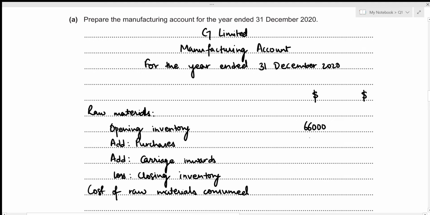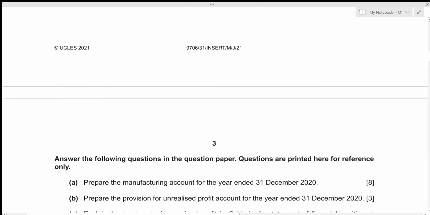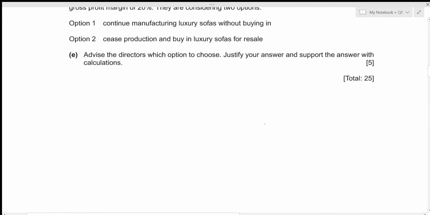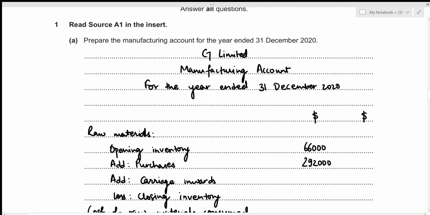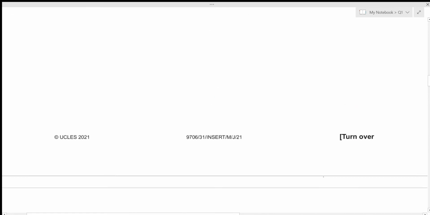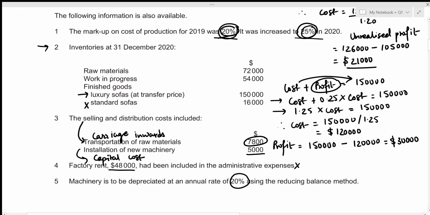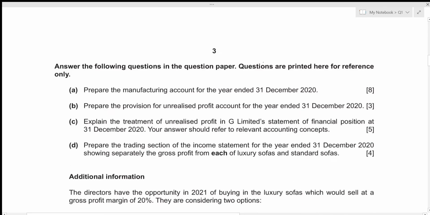So that's 292,000. Now we have carriage inwards, which are given in our additional information section. So carriage inwards actually amounts to 7,800. Let's include that as well. Now finally, we need to look for our closing inventory of raw materials, which was again given in our additional information section. Right here, this gives our closing inventory, and raw materials amounted to 72,000. So we need to include that.